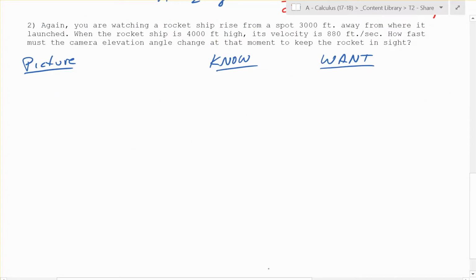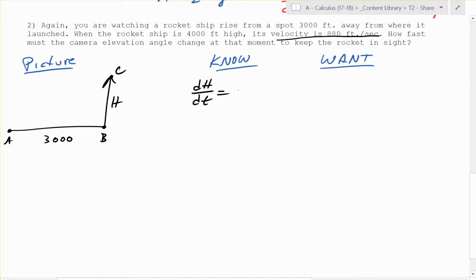So we're back to a rocket problem, and it's 3,000 feet away. Nice, okay. So we'll call those points A and B. And it's launched, so when it's, oh, that's not even straight up. I gotta make it straight up. It's going up, we'll call that C if we wanted to. And again, we're gonna call that H, and the velocity is 880 feet per second. So dH/dt, it's rising at a rate of 880 feet per second.